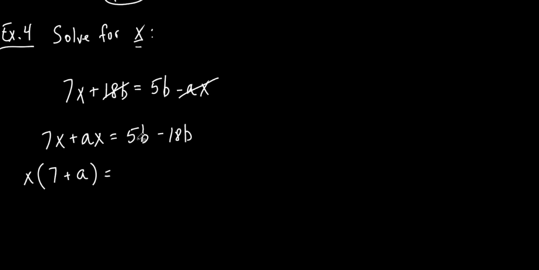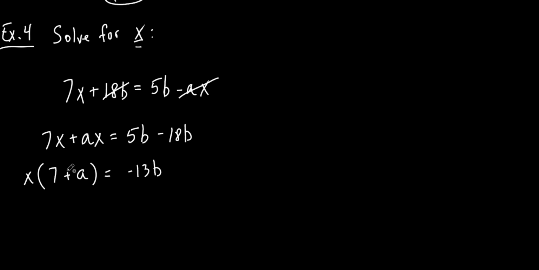Equals, what can I do here? 5b minus 18b, same terms. So 5 minus 18 is negative 13b. You guys did this in Algebra 1, didn't you? Do you remember? It's been a couple years. I bet you did. So I got to get x by itself. Well, you were taught it. I'm sure you were taught it. Maybe you did it, maybe you didn't.